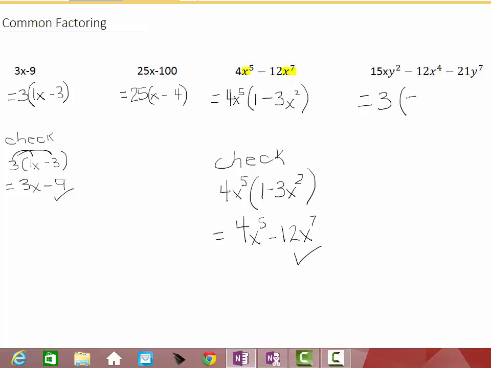So 15 divided by 3 equals 5, and then we're still left with our x, 1, y squared. -12 divided by 3 is -4, leaving us with 4 x's. -21 divided by 3 is -7. So it's really important to realize here and see the reason that we didn't factor out any variables is because there wasn't any x's in all 3 terms. We only had it in the first 2 terms, so we couldn't factor out any x's. And you can see we only had y's in the first and third term, not in the middle term, so we couldn't factor out y as well.